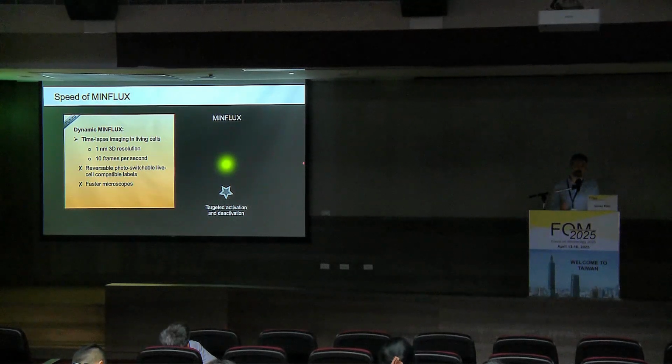And the reason is, on one hand, that the microscopes might not be fast enough, but mostly that we lack labels that are live-cell compatible, that can be switched on and off many times with light, that we can switch very fast, and that give us enough photons to do MINFLUX with.